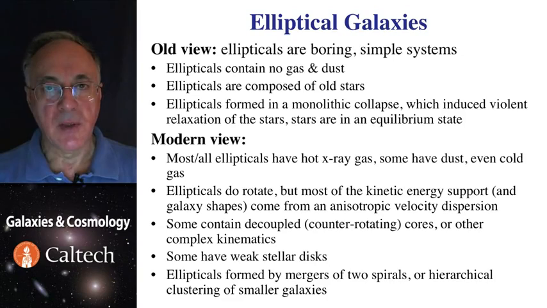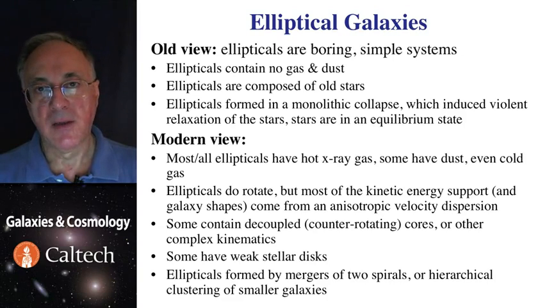One important distinction between ellipticals and spirals is that whereas spirals contain most of their kinetic energy in ordered rotational motion, in the elliptical galaxies, most of the kinetic energy is in the form of random motions. So we call them pressure-supported, stars moving like molecules in a gas.